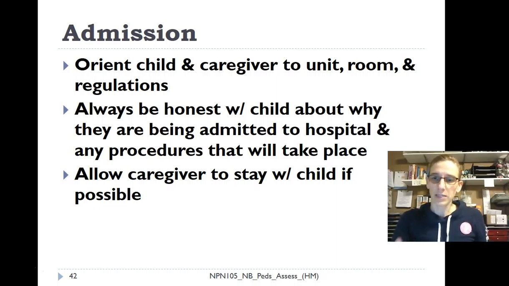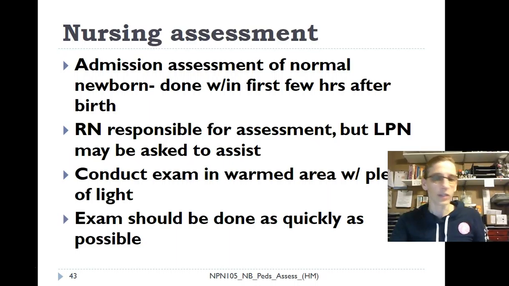Most rooms are private rooms in children's hospitals, and they will have a bed for the parent, and they actually prefer that the parents stay and help care for the child. You need to be flexible with the rules, so you need to allow family to be able to come and go. Admission assessment of a normal newborn is done within the first few hours after birth.